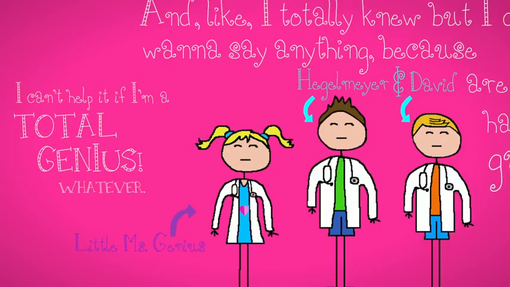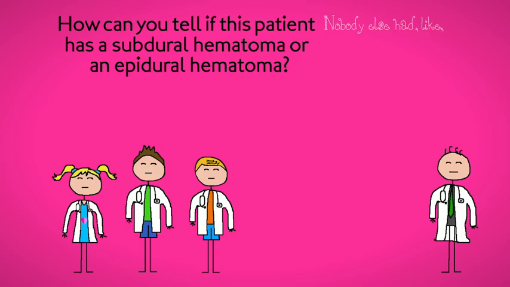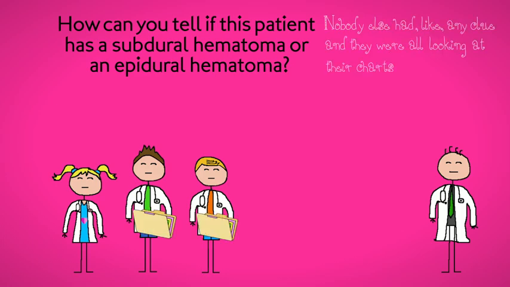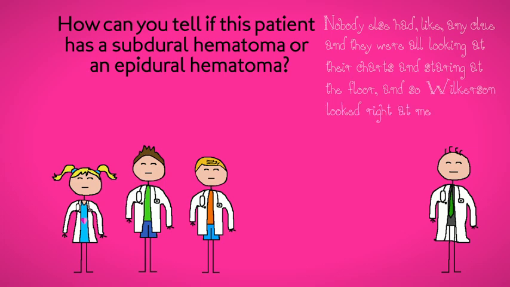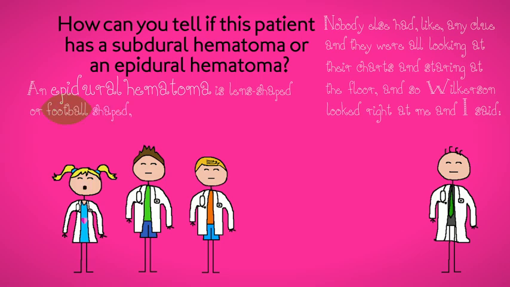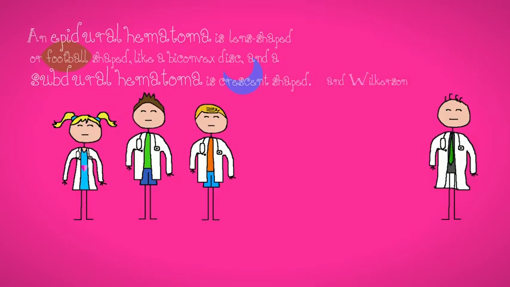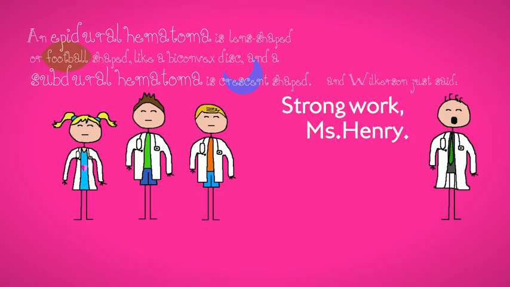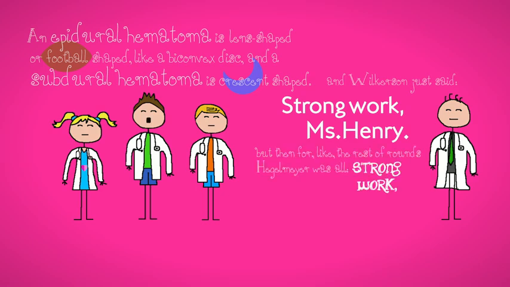Whatever. So, anyway, nobody else had any clue, and they were all looking at their charts and staring at the floor, and so Wilkerson looked right at me, and I said, "An epidural hematoma is lens-shaped or football-shaped, like a biconvex disc, and a subdural hematoma is crescent-shaped." And Wilkerson just said, "Strong work, Miss Henry." But then for the rest of rounds, Hagelmeyer was all, "Strong work, Miss Henry," every time I said anything.